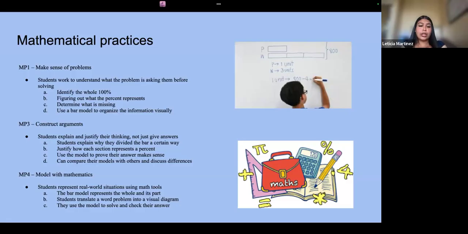The last one is they'll model with mathematics. So students represent real world situations using math tools. Basically, they just want to connect the math to real world experiences, such as when they go into a store and they find a percent off on an item or there's an increase on an item. The bar model represents the whole and its parts, and they just use a model to solve and check their answers.